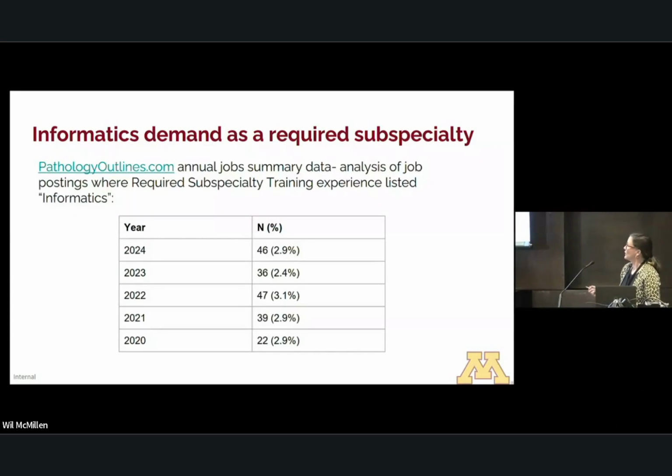With that said, I just wanted to give an overview for those of us who do get formal training in informatics. Pathologyoutlines.com has a great job board, and they also publish their annual summary data. I just wanted to highlight here that for job postings where informatics is a required subspecialty training, it's been pretty steady for around the past 5 years at 2.5% to 3% of job postings listing that. So it's on similar ground with other less common dedicated subspecialties.